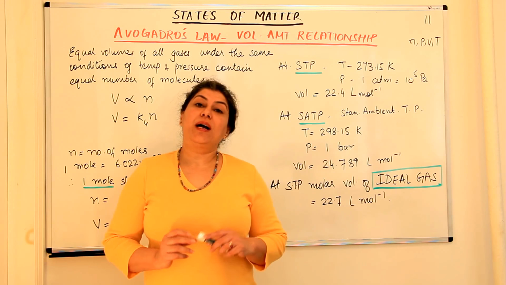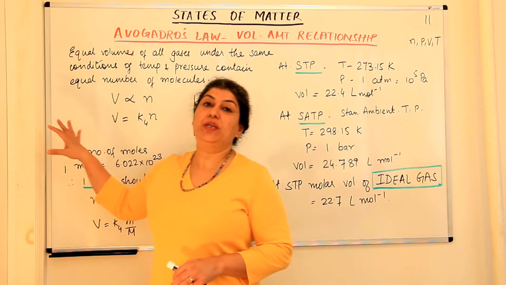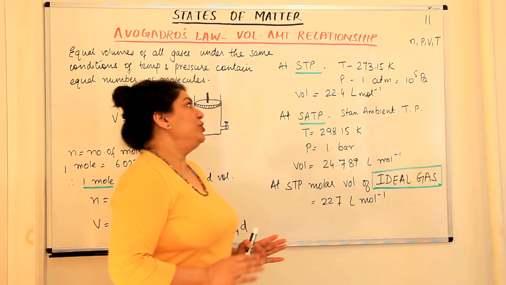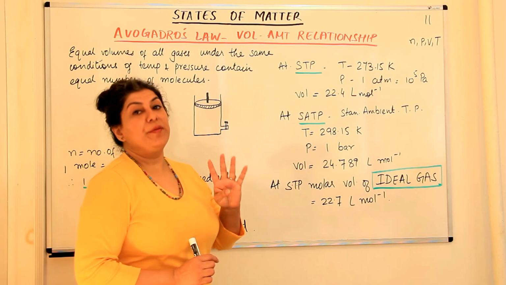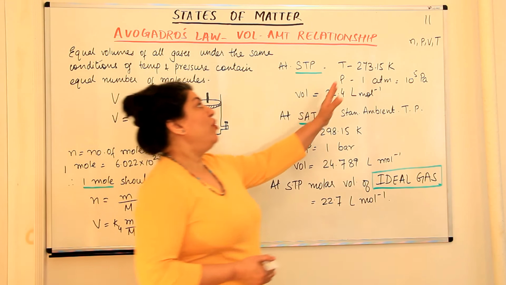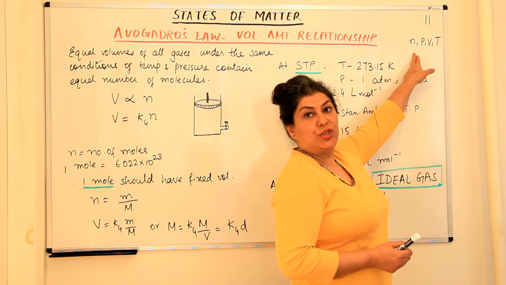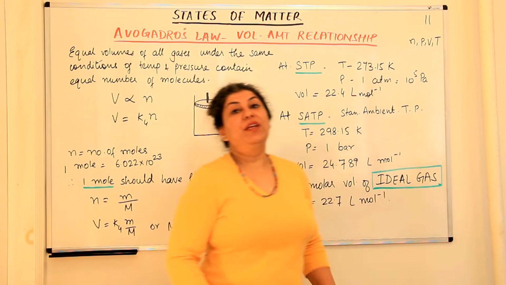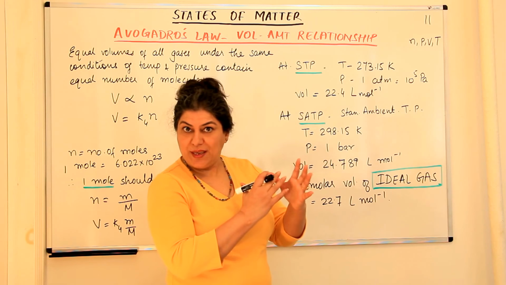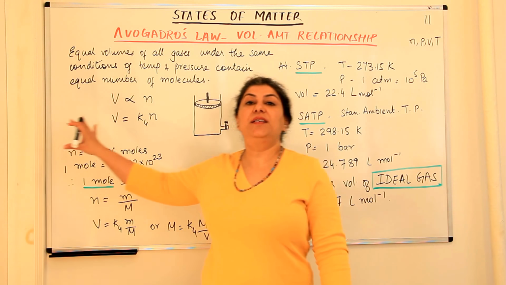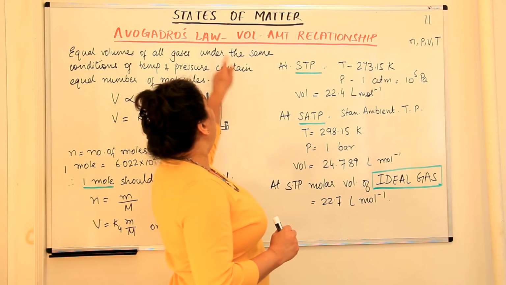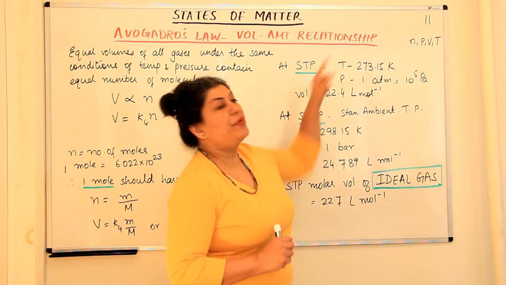We are continuing with our discussion of gas laws, and in this video I'm going to tell you about Avogadro's law. As I told you in the previous videos, there are four variables in the properties of gases when we study the properties of gases. The four variables are the number of moles, pressure, volume and temperature. When two of these are constant, the other two have a relationship between themselves, and this relationship is studied under the different gas laws. In the case of Avogadro's law, we call it the volume-amount relationship.